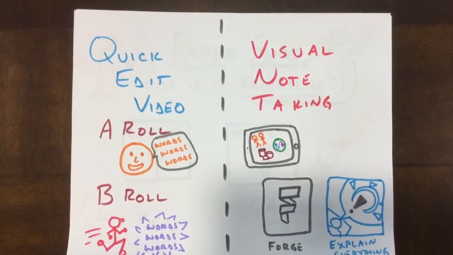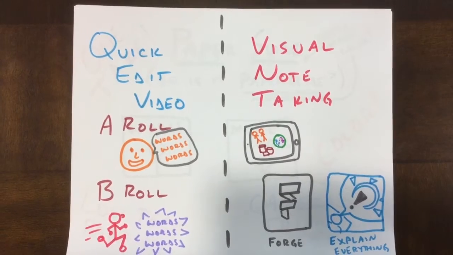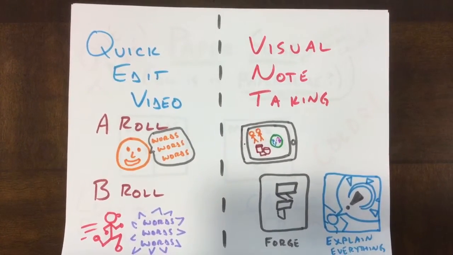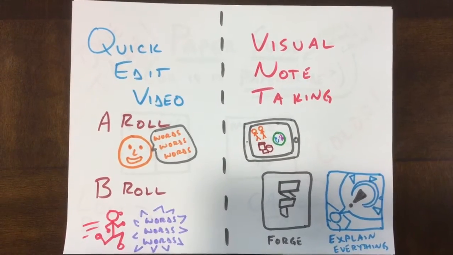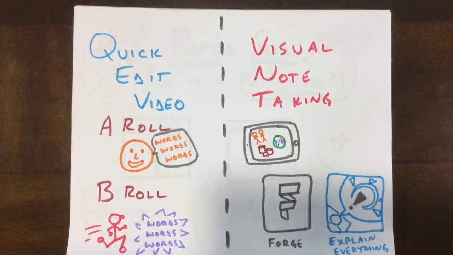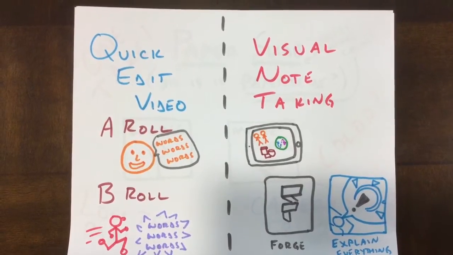We also talked about visual note-taking. I had the opportunity to try this watching a video about the Coriolis effect. Some of us used the Forge app to do our drawing, and then we used Explain Everything to put that into a visual slideshow that we uploaded with YouTube.